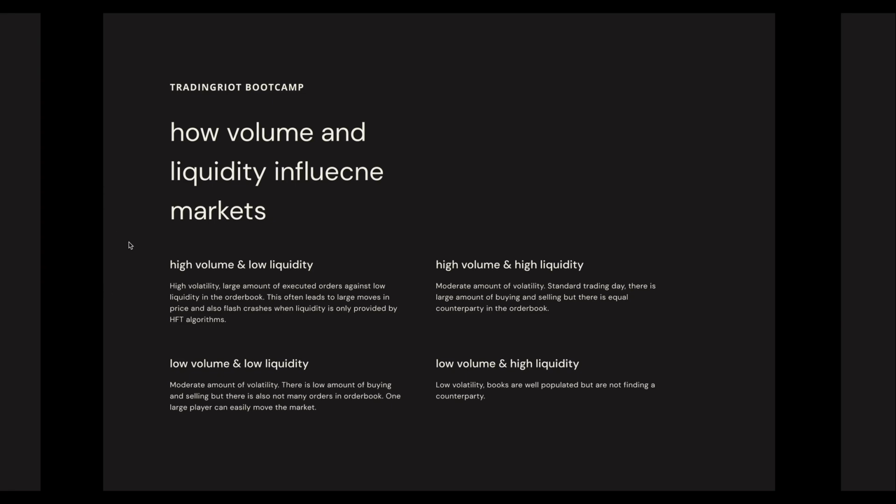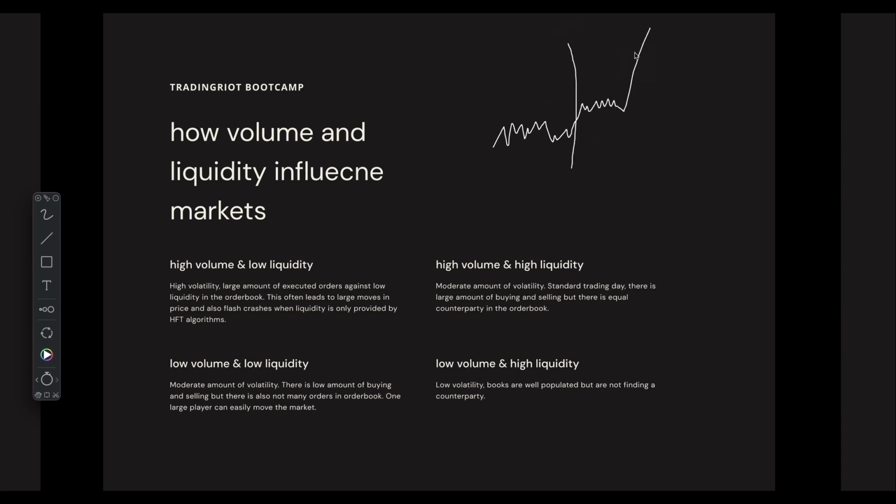If I draw this as an example, let me just do this. So if you have a market which is doing something like this, then it's going to do something like this, and then it's also going to do something like this. You can separate these things into three scenarios. Basically, you have liquidity and you have also volume.